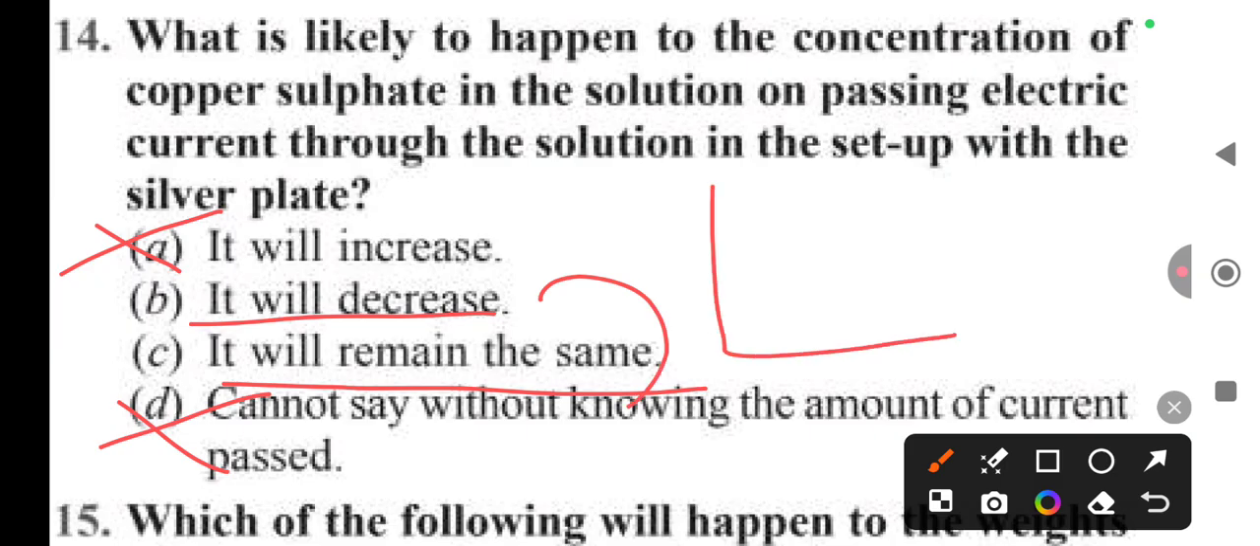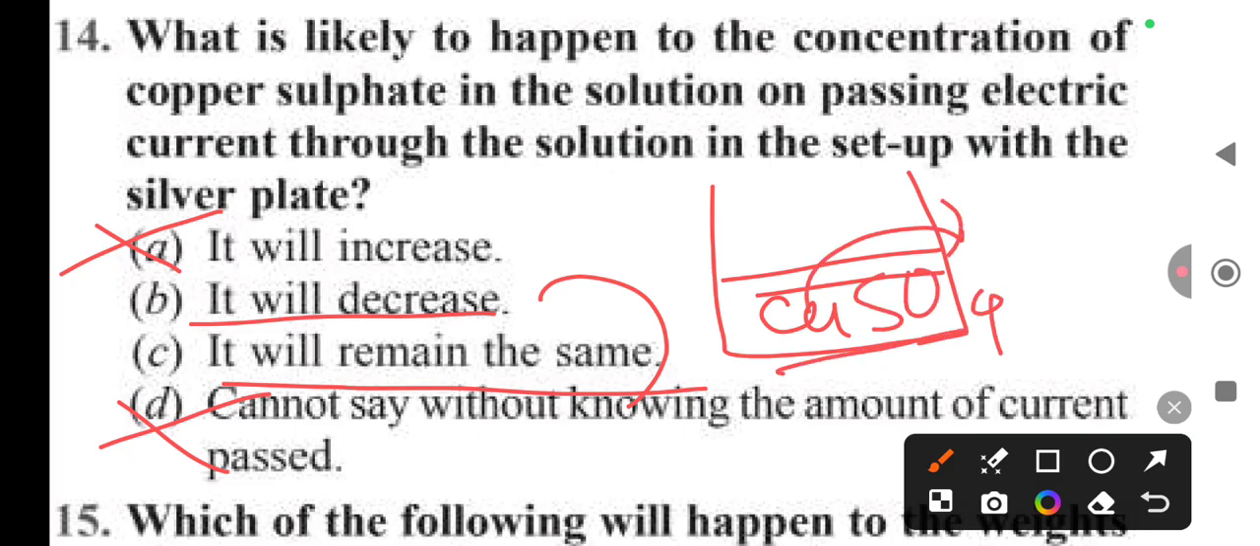If you see in that apparatus, we have taken copper sulfate. Copper was being deposited from copper sulfate onto the plate, which means the amount of copper sulfate will decrease. But you have also taken the copper rod, and from that copper it will go into the solution. So what conclusion have you got? Copper is being removed from the solution, then copper will be deposited immediately from this rod. Copper will come into the solution, then the amount in the solution will remain the same. So which option will be correct? C, it will remain the same.